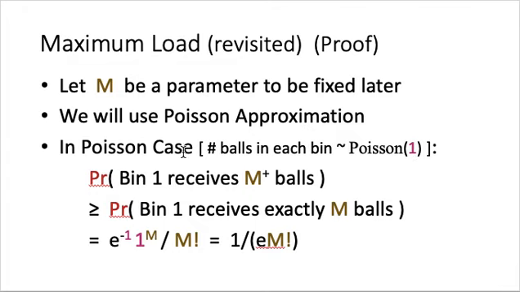So in this Poisson case, the probability that the first bin receives M plus balls will be greater than or equal to the probability that the first bin receives exactly M balls. And since this is a Poisson random variable, the chance that bin 1 receives exactly M balls is e to the power minus 1, times 1 to the power M, divided by M factorial. After simplification, this is 1 over (e M factorial).